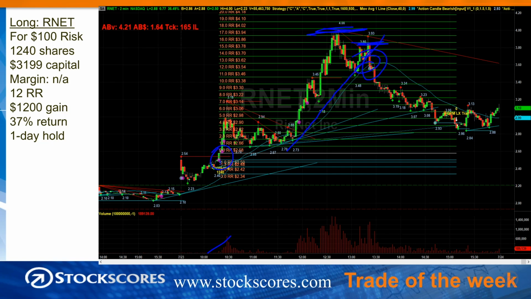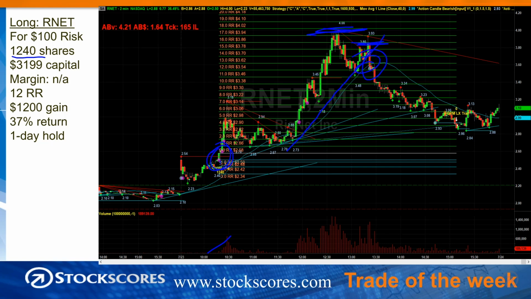So the economics of this trade are as follows. For $100 of risk, we should buy 1,240 shares back on Thursday morning at just about 10:15, 10:20. That 1,240 shares required about $3,200 of capital. Because the stock is under $3, you cannot margin it, which means you have to put up all of the capital to take this trade.